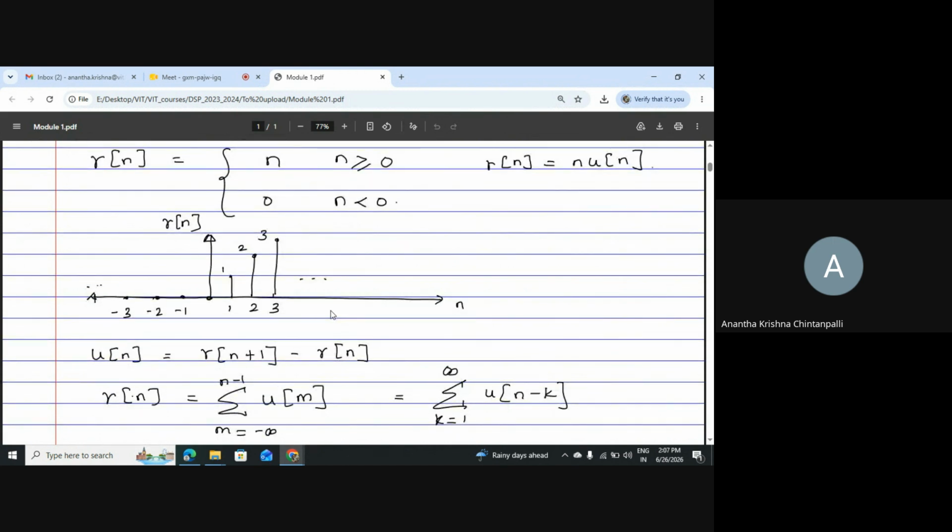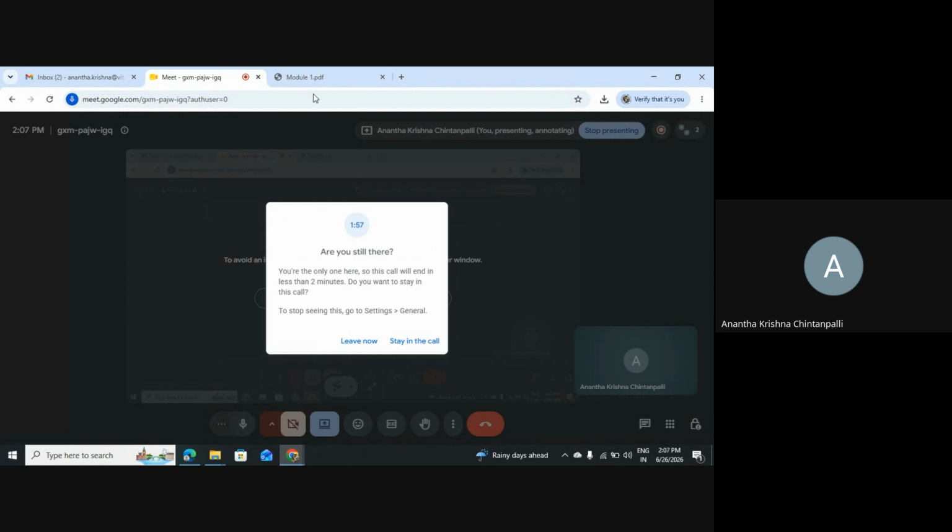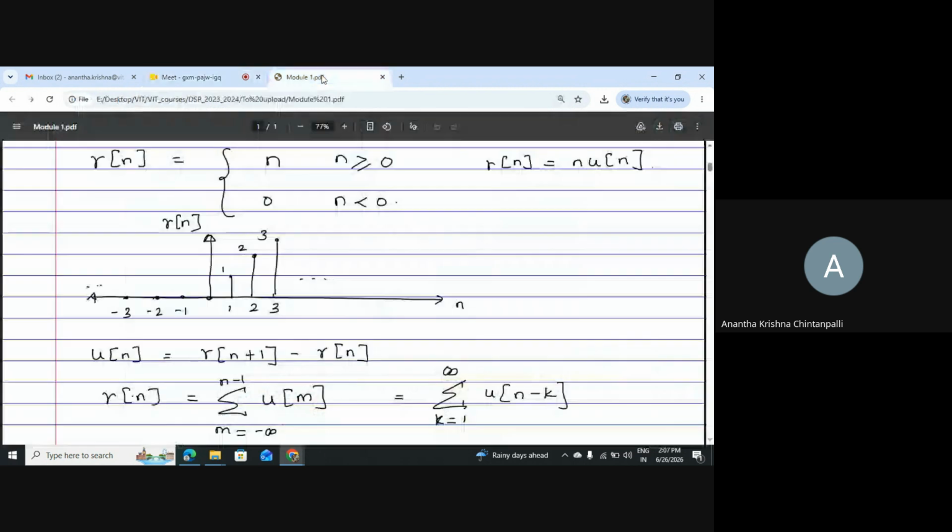Now, given u of n, how do you get r of n? In order to do that, what you simply do here is a running sum. So r of n is equal to the summation of m goes from minus infinity to n minus 1 of u of m. So what does this mean?